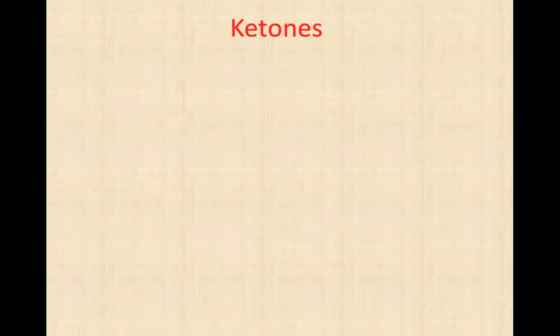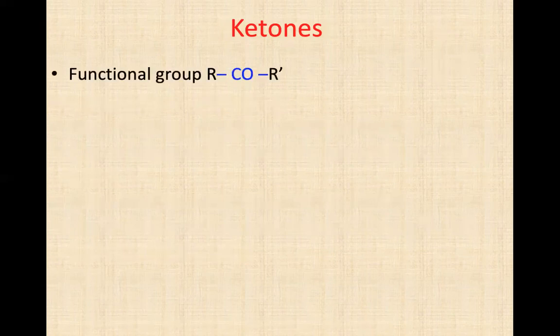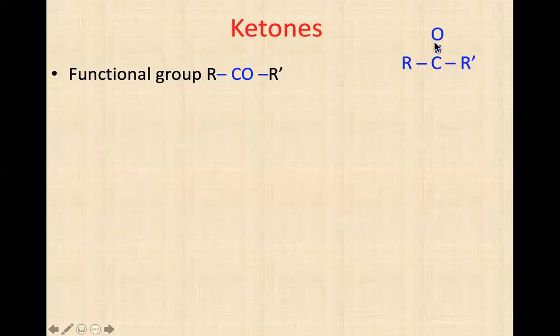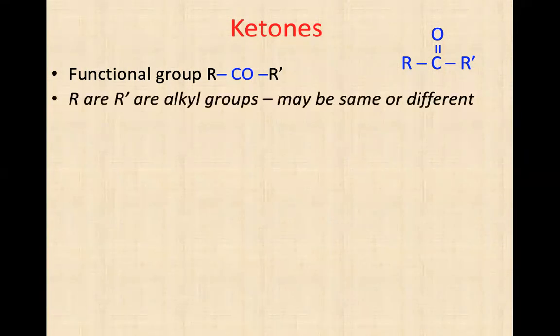Right. The next group are the ketones. Now, the ketones have got a C=O in the middle. In this case, the R group has to be an alkyl group. That's a CH3, C2H5, C3H7, etc. R and R dash can both be the same alkyl group or they can be different alkyl groups. And again, it's got the carbonyl group, right? Oxygen delta minus, carbon delta plus, but the carbonyl group is in the middle, whereas in an aldehyde, the carbonyl group is at the end. So R and R dash are alkyl groups, may be the same or they may be different.